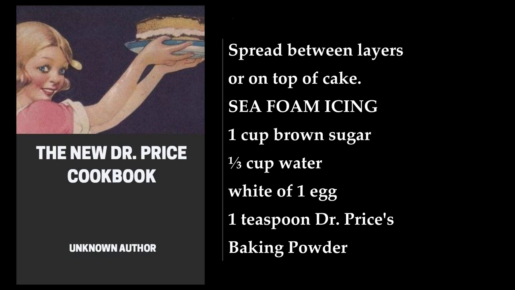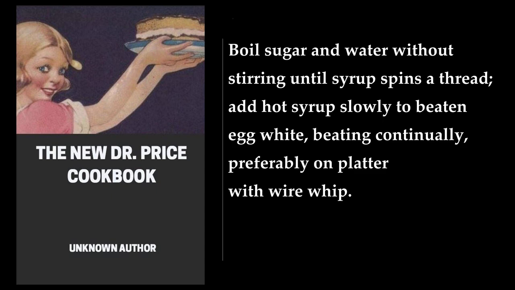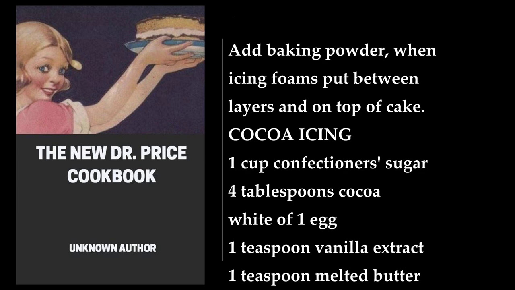Sea foam icing. 1 cup brown sugar. 1/3 cup water. White of 1 egg. 1 teaspoon Dr. Price's baking powder. Boil sugar and water without stirring until syrup spins a thread. Add hot syrup slowly to beaten egg white, beating continually, preferably on platter with wire whip. Add baking powder, when icing foams put between layers and on top of cake.